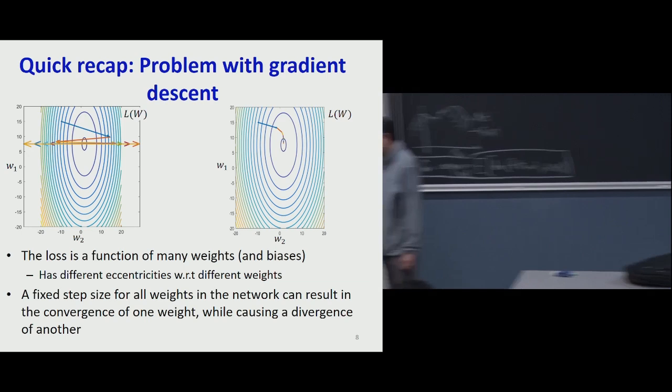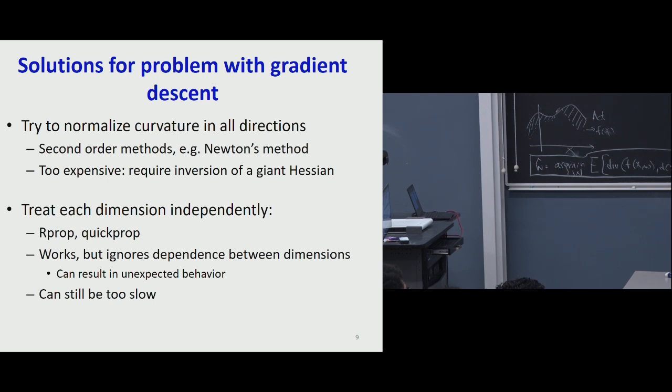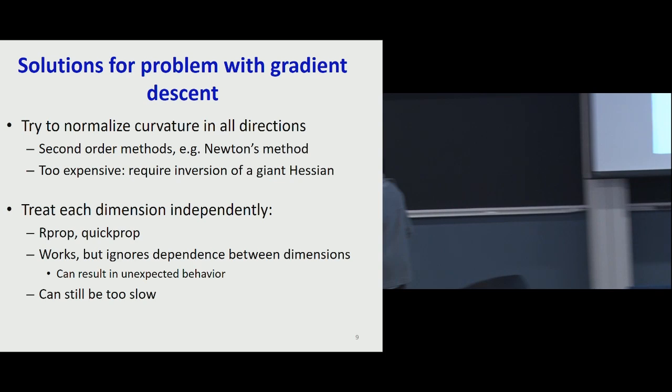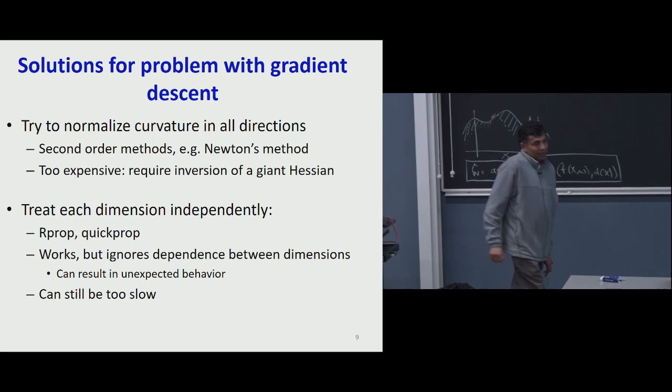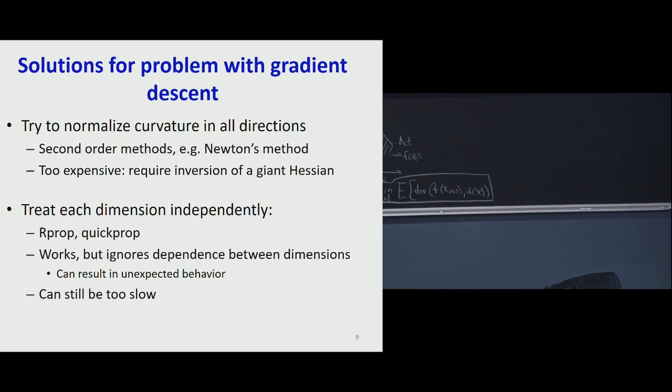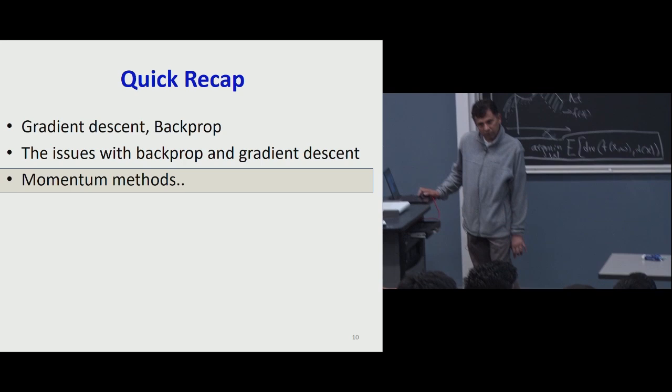Solution, again, this is a recap of everything we've done so far. You can try to normalize the curvature in all directions. So this we did using second order methods like Newton's method, but they require inversion of giant Hessian matrices, so that's infeasible. You can try to treat each dimension independently, like RProp or QuickProp. It works, but ignores dependences between dimensions and sometimes can result in unexpected behavior and can still be too slow. And so we came up with momentum methods. This is where we sort of closed off, right?